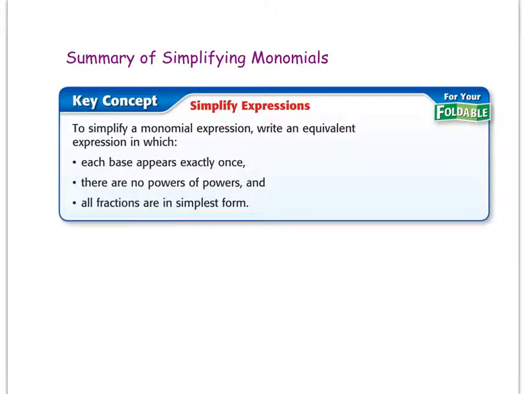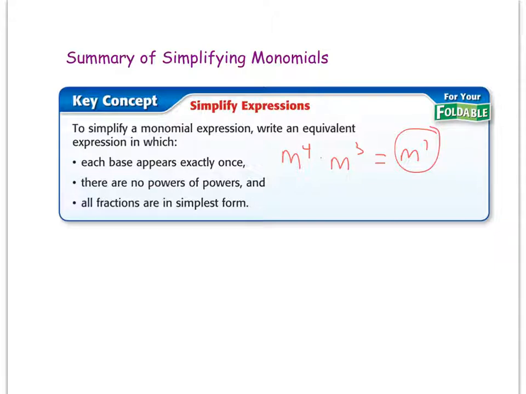Let's review a summary of simplifying monomials. To simplify a monomial expression, write an equivalent expression in which each base appears exactly once. There are no powers of powers, and all fractions are in simplest form. For example, if we have m to the fourth times m to the third, that gives us m to the seventh.